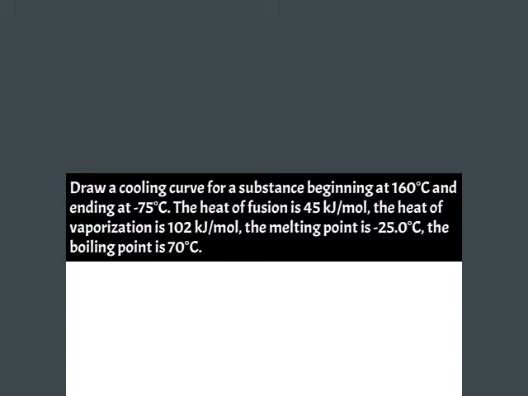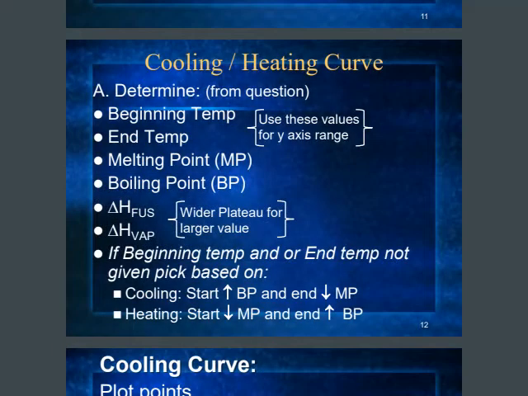I know that's wordy, and there's a lot going on, but all we have to do is just get that information. The rules we're going to follow are what you see on the screen. We want to determine from the question the beginning temperature, the end temperature, the melting point, the boiling point, the delta H of fusion, and the delta H of vaporization. The last bullet point is if they don't give you a beginning and/or end temperature, then you pick based on the following information. In this problem, we don't need to worry about that just yet, so we're just going to move ahead with the problem.